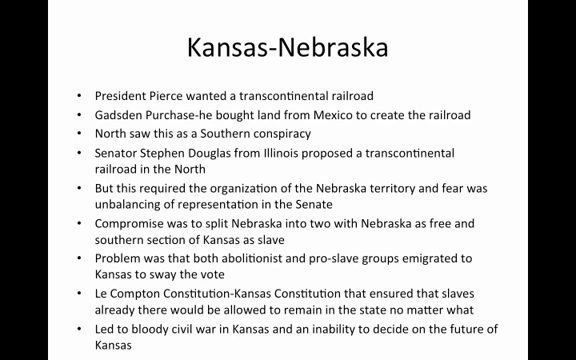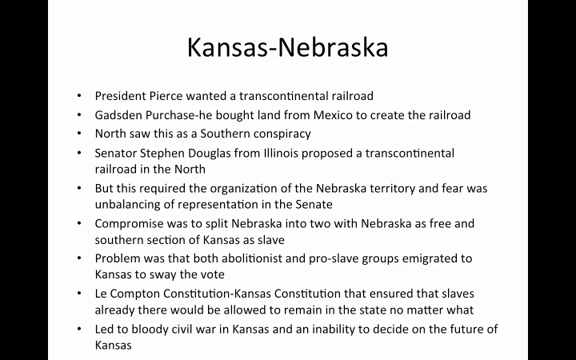Kansas, Nebraska. President Pierce wanted a transcontinental railroad, so he had the government do what was called the Gadsden Purchase. This is where the government bought land from Mexico in order to create a railroad. The North saw this as a Southern conspiracy. This would allow the South to transport goods and slaves across the country.